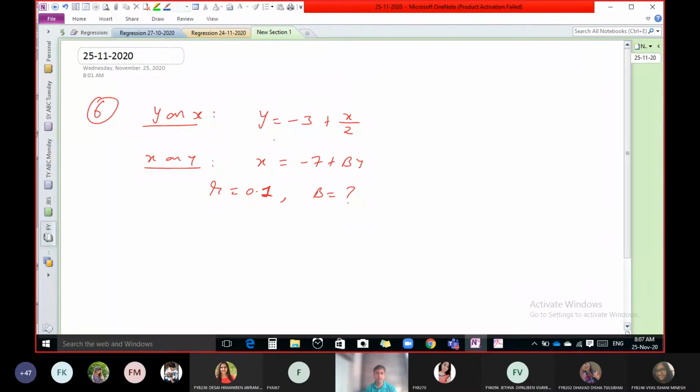See, there is a way to find out the answer. Listen. This is the regression line of y on x, and we know that the regression line of y on x is y equal to a plus bx. So the coefficient of x is b. Here the coefficient of x is 1 upon 2. So that is b and this is a. So from this we get that our byx is 1 upon 2, because the coefficient of x is 1 upon 2. Now can you tell me what is bxy?